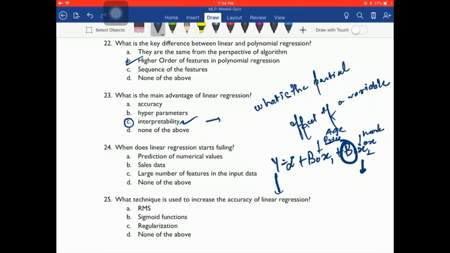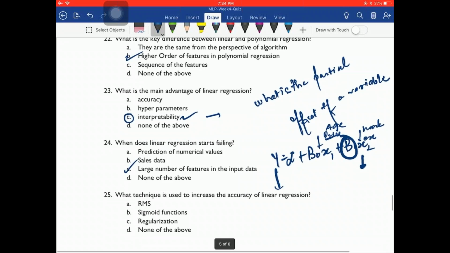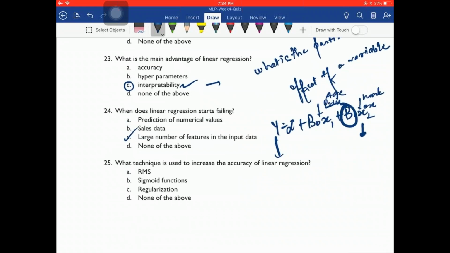Okay. When does linear regression start failing? C, a large number of features. Large number of features. Yeah. What technique is used to increase the accuracy of linear regression? RMS... Why did we go for Ridge and Lasso? RMS.